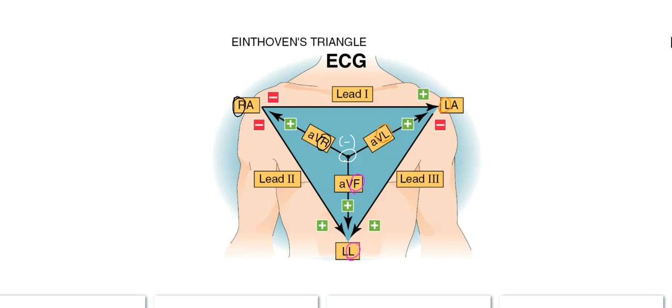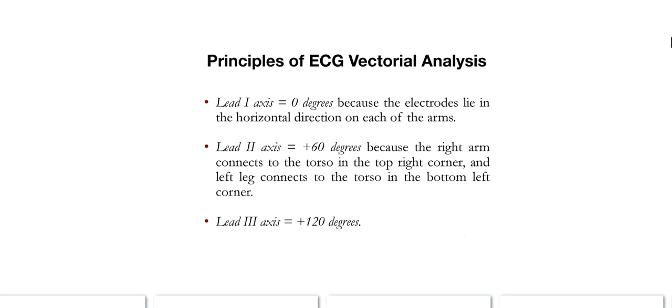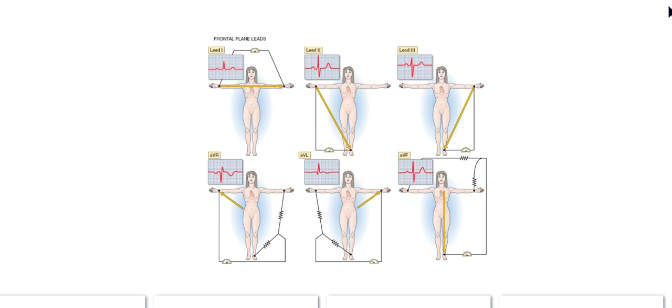So, what we have are, lead 1, the axis is 0 degrees because it's measuring the horizontal direction from the arm to the arm. Your second one is right arm connecting to left leg, and the lead 3 axis we talked about was measuring from your left arm to your left foot. It's effectively that 120 degrees.